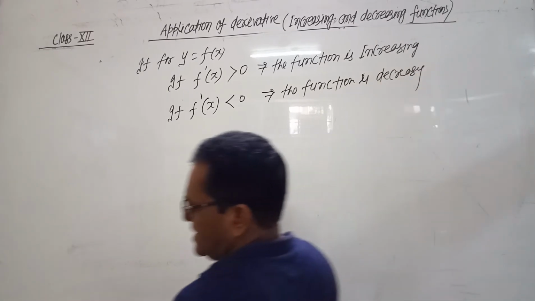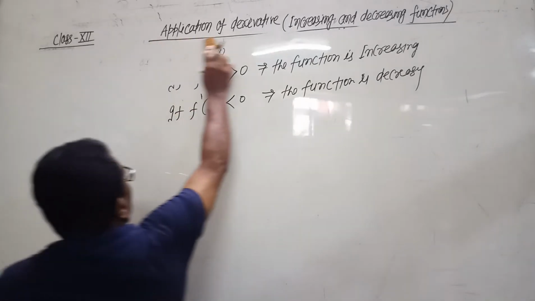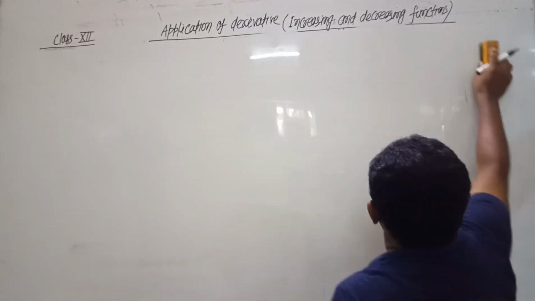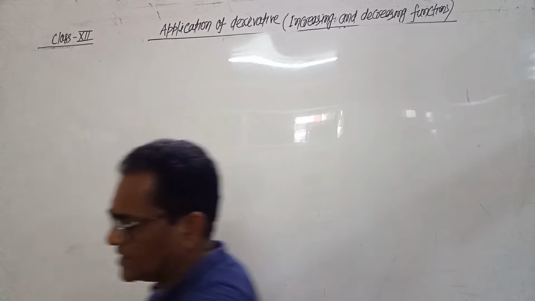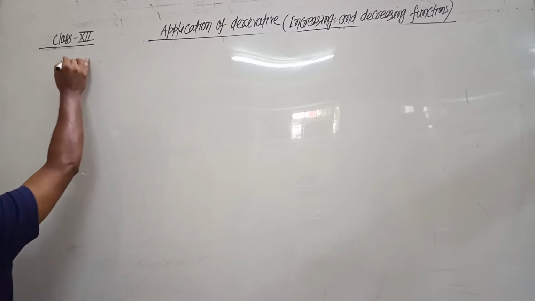So if f dash x is greater than 0, the function is increasing. If f dash x is less than 0, then the function is decreasing. This is called the derivative test for finding the increasing and decreasing function. Let us come to exercise 6.2.